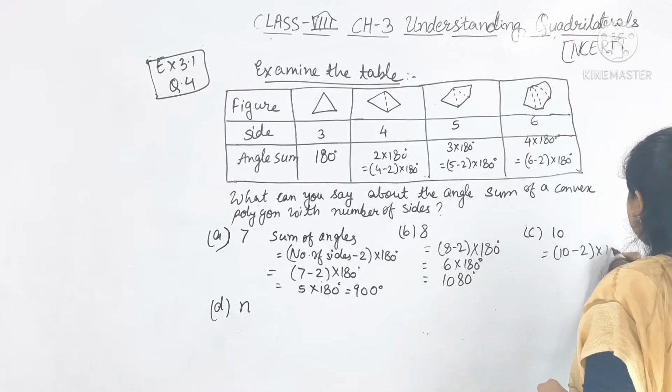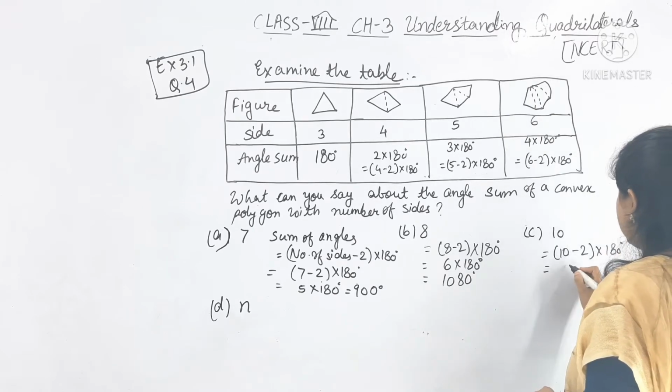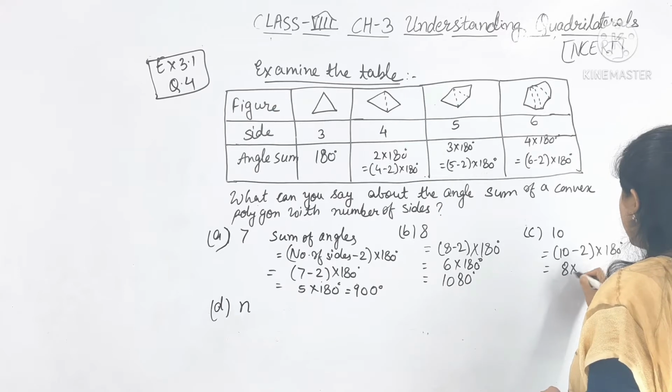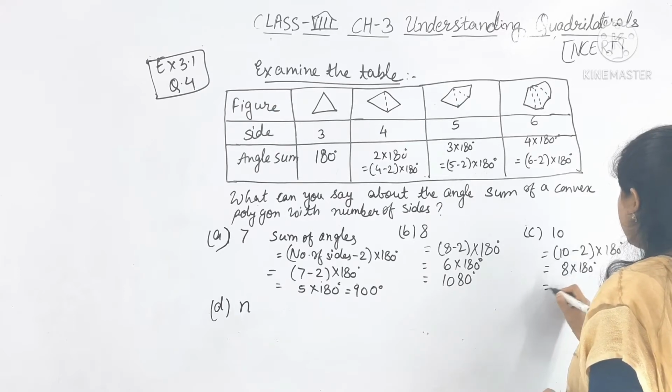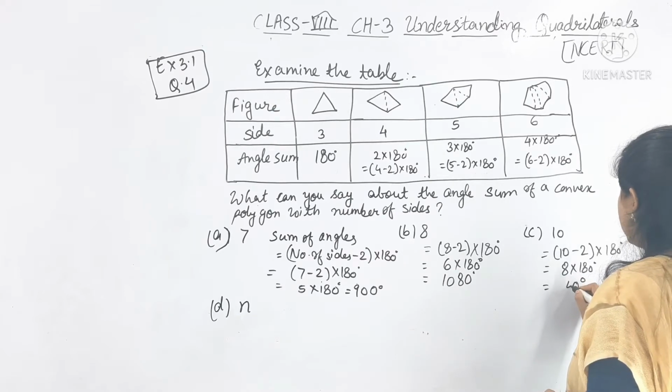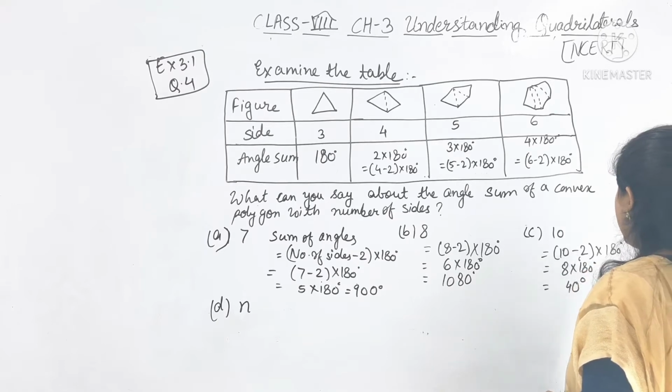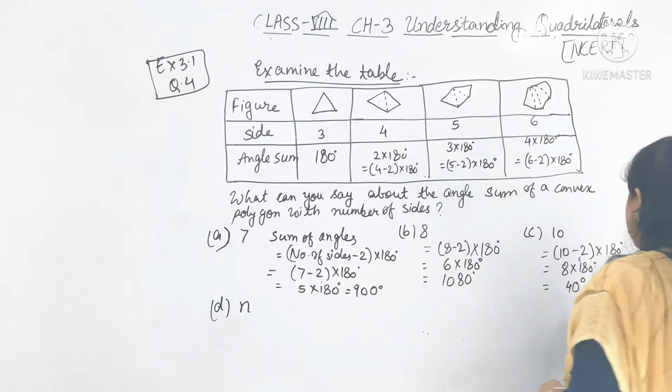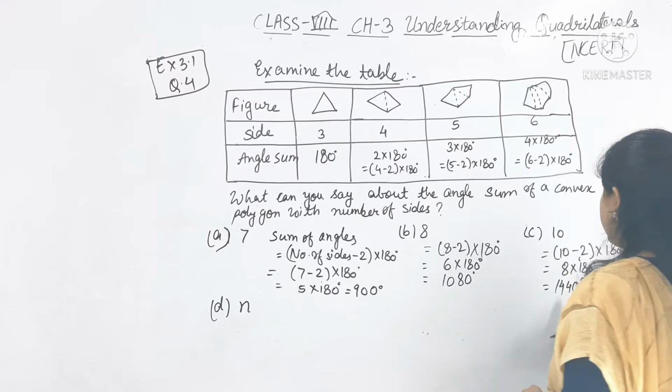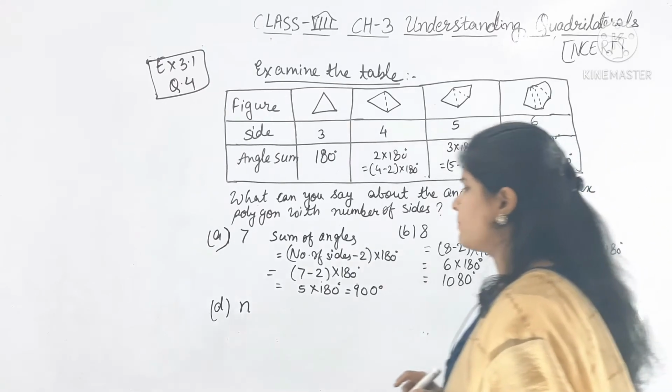10 minus 2 into 180 degrees. So 10 minus 2 is 8, into 180 degrees. 8 zeros are 0, 8 eights are 64, 8 ones are 8. Here 1440 degrees.